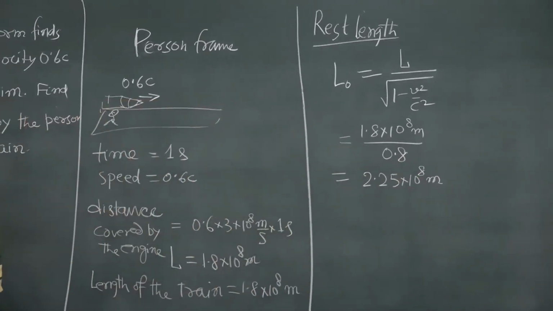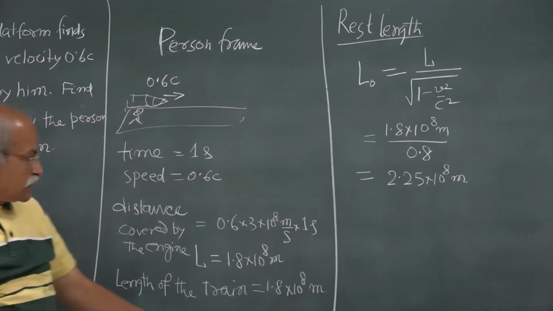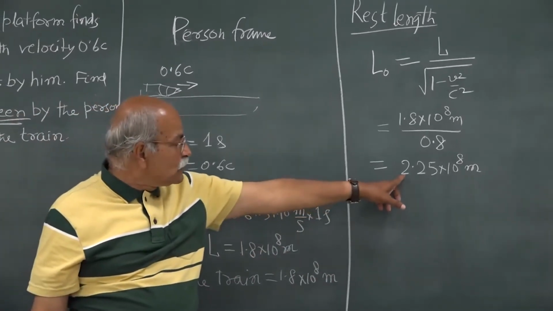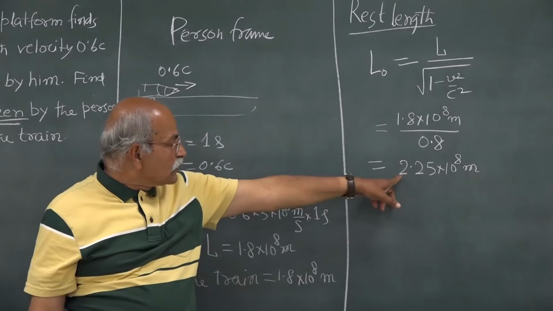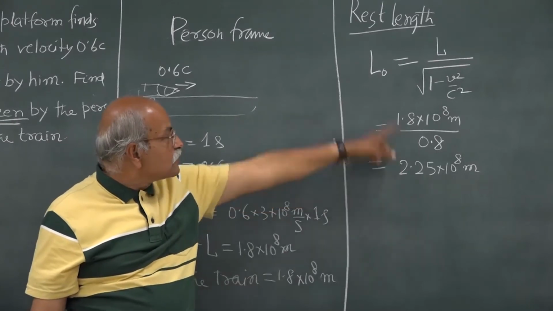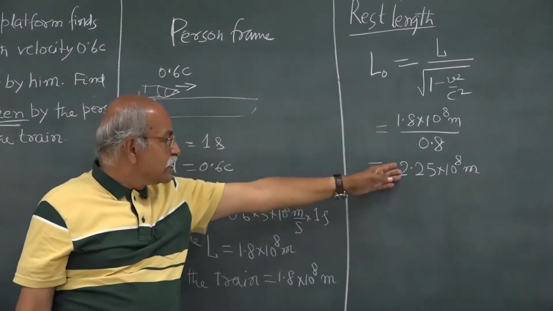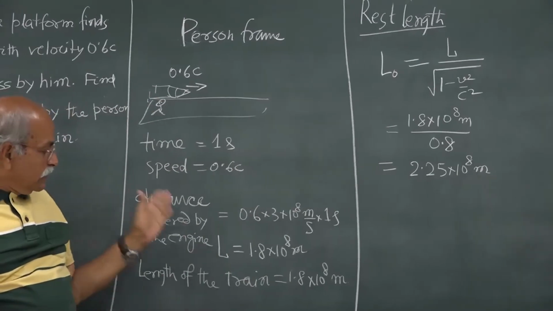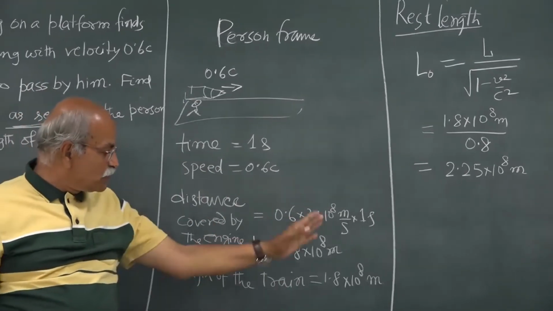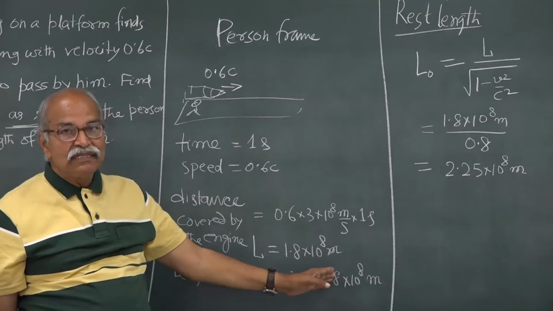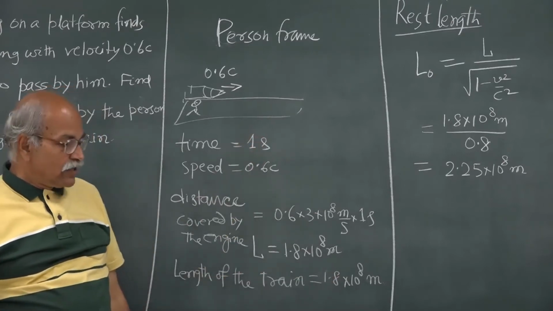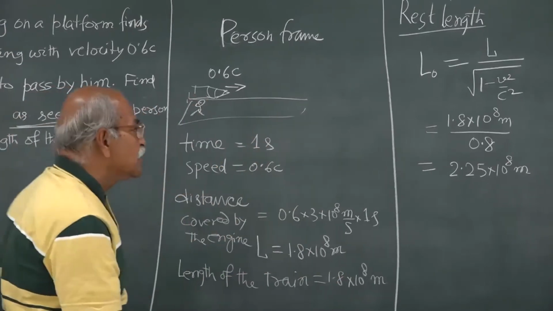So, at this speed, because of length contraction, the length 2.225 into 10 power 8 meters of this train, the rest length is this, and because of the speed in the person's frame where the train is moving, it has reduced to this much. Okay. So, let us go to the next question.